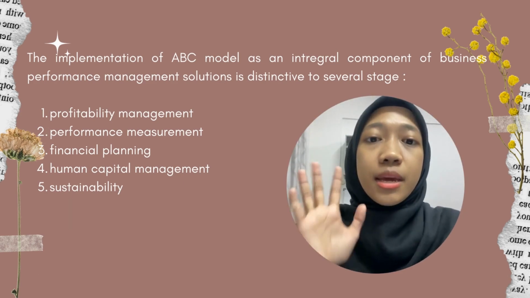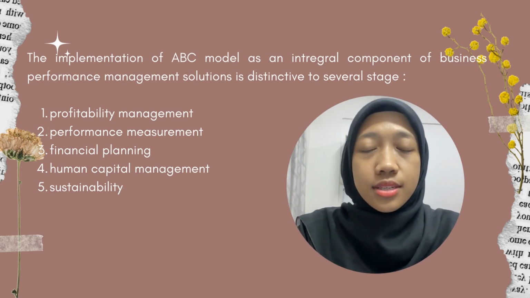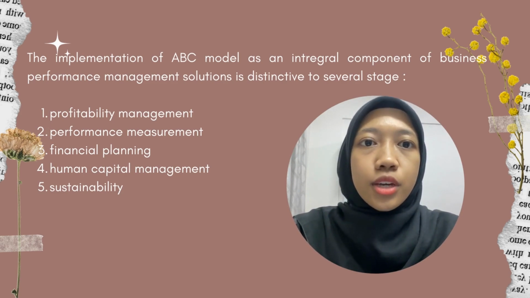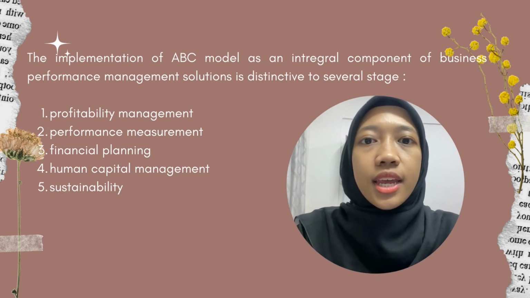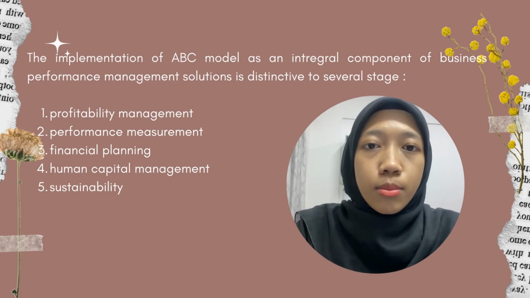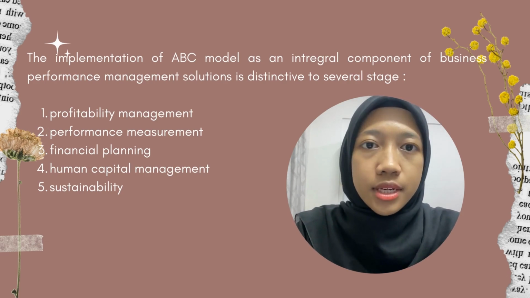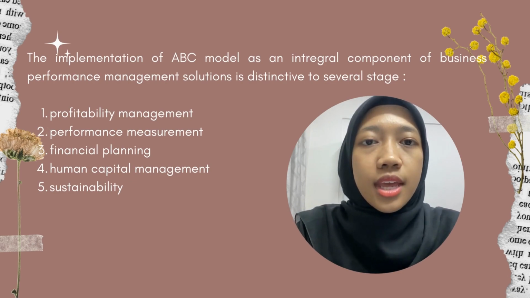Number 5 is sustainability. Nowadays, some organizations are using ABC to relate sustainability with profitability. For example, they use the model to measure and report the use of carbon dioxide alongside cost, and track the source of carbon to the resources that consume carbon.